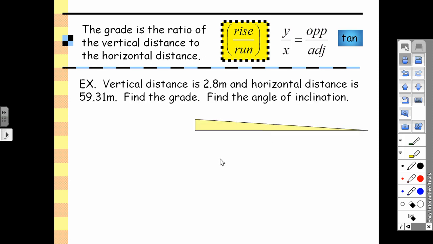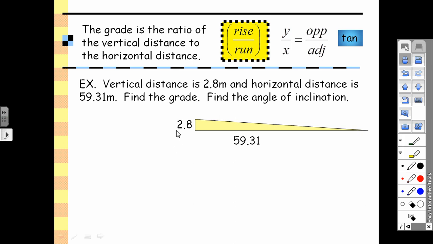So here's an example. It says the vertical distance is 2.8 meters and the horizontal distance is 59.31 meters. Find the grade. Also, you're going to be finding the angle of inclination, which we'll talk about in a second. So first of all, here is our highway, this slanted hypotenuse. Okay, this is our highway. And they're talking about the vertical distance that you would go, which is going to be this amount. And then the horizontal distance is that amount. Okay, so if we put those values in, they're asking us to find the grade. So they want that percent or slope.